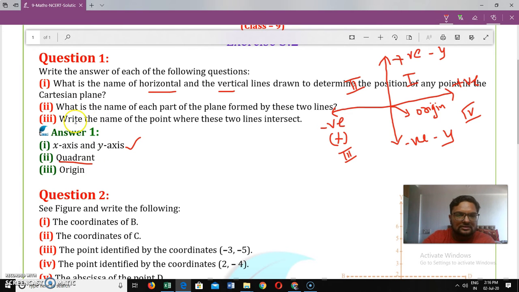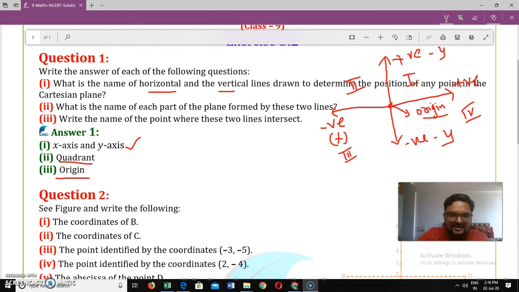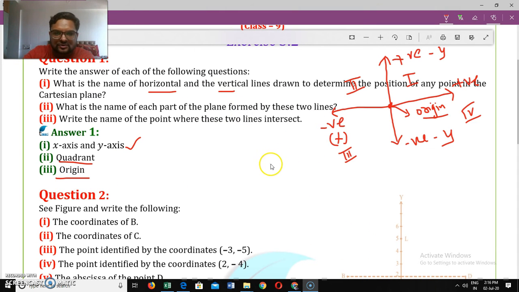Now the third question: write the name of the point where these 2 lines intersect. As I said, the x-axis and y-axis both intersect at this point, and the name of this point, as I already suggested, is called the origin. I hope you students are understanding this. Let me go to the next question.